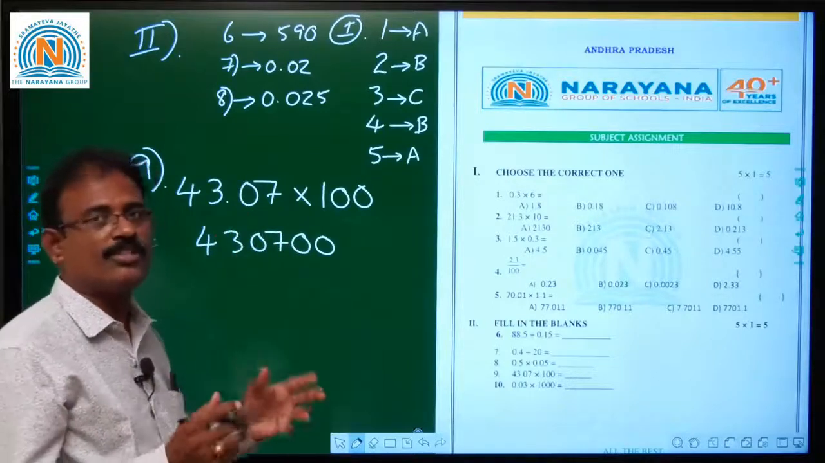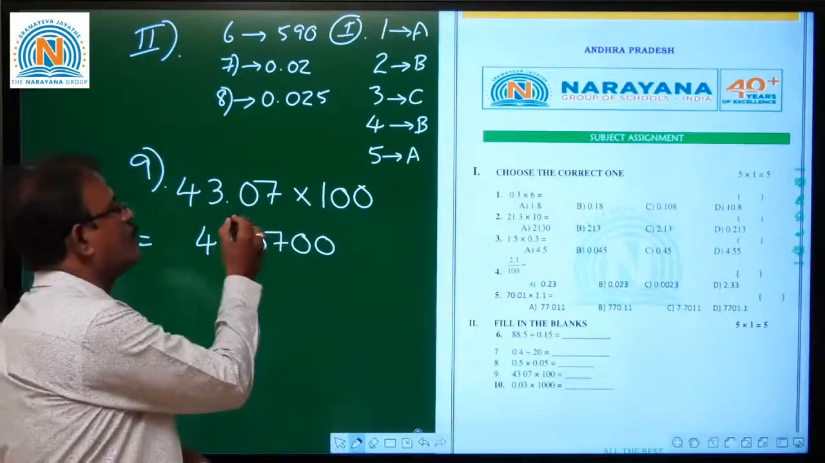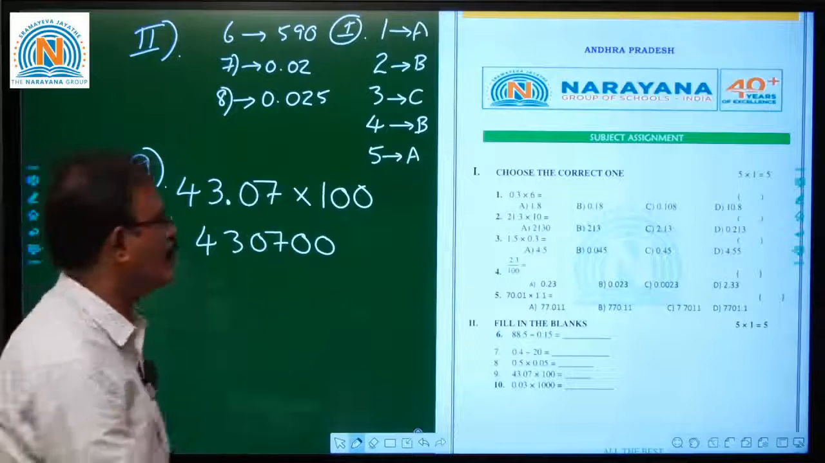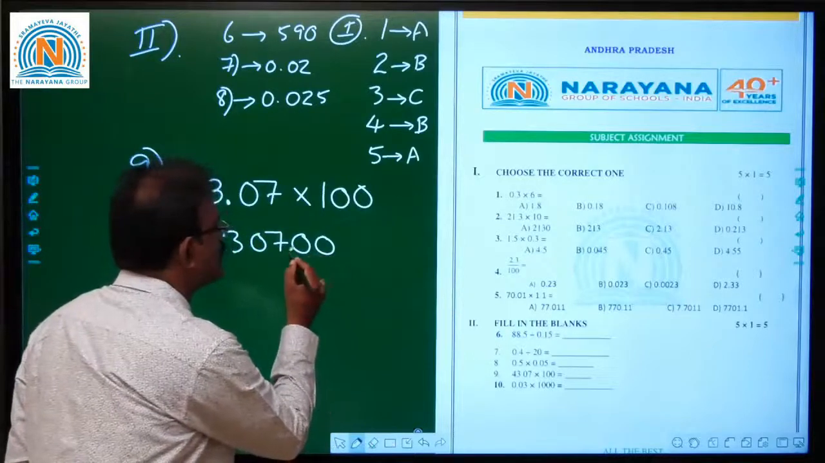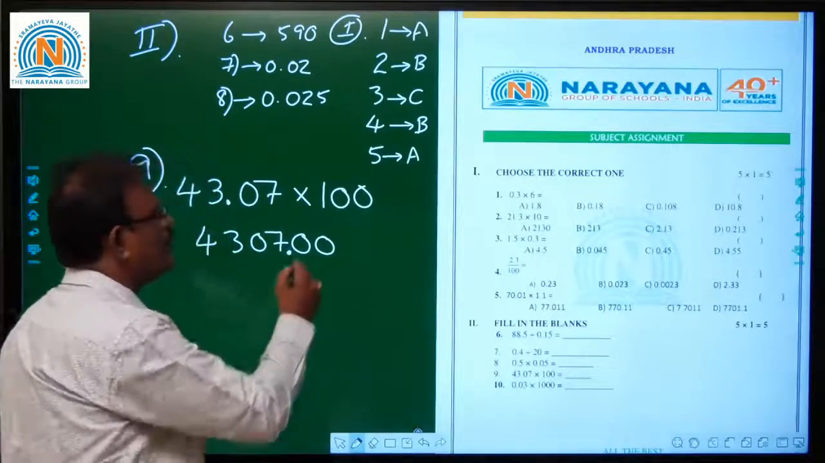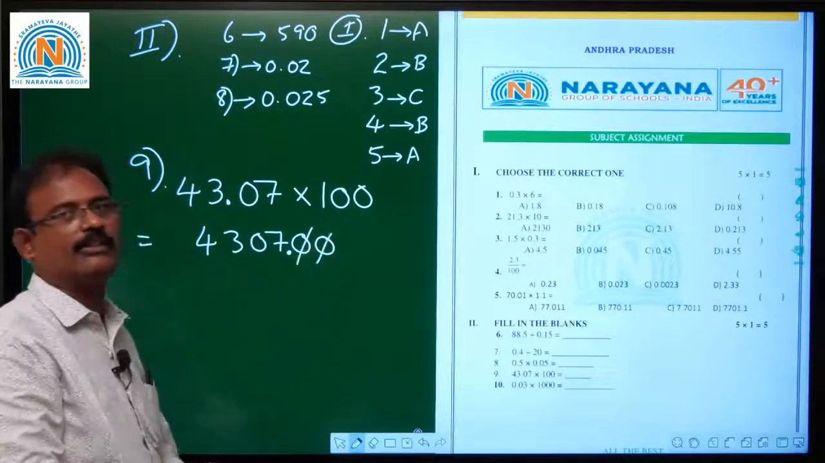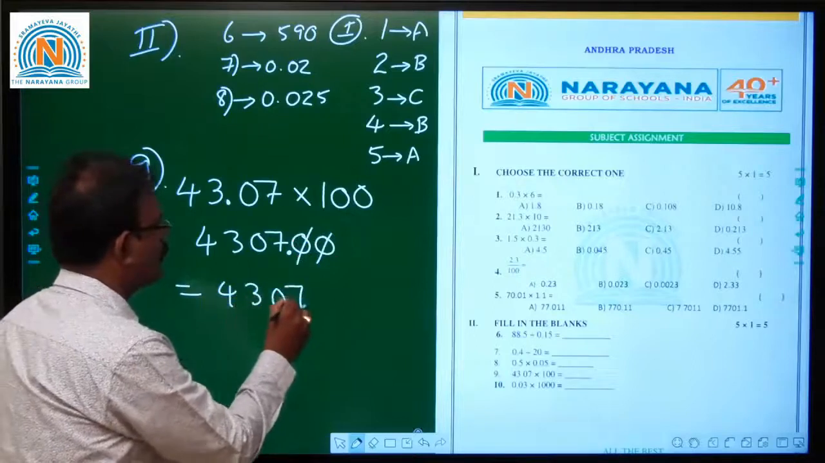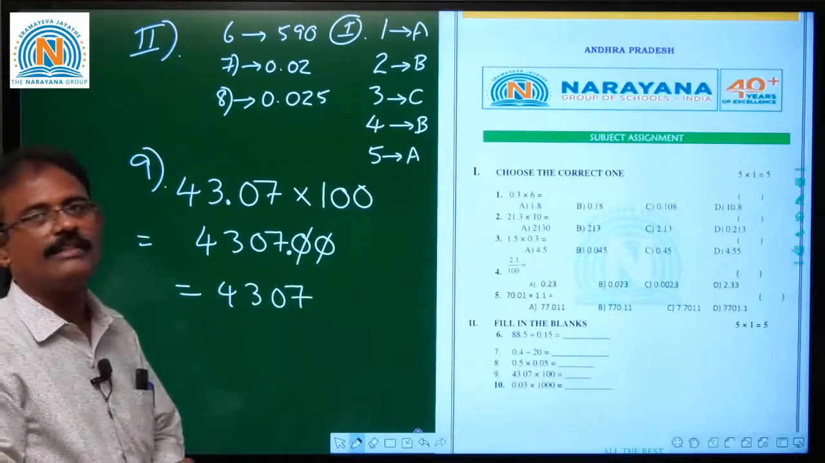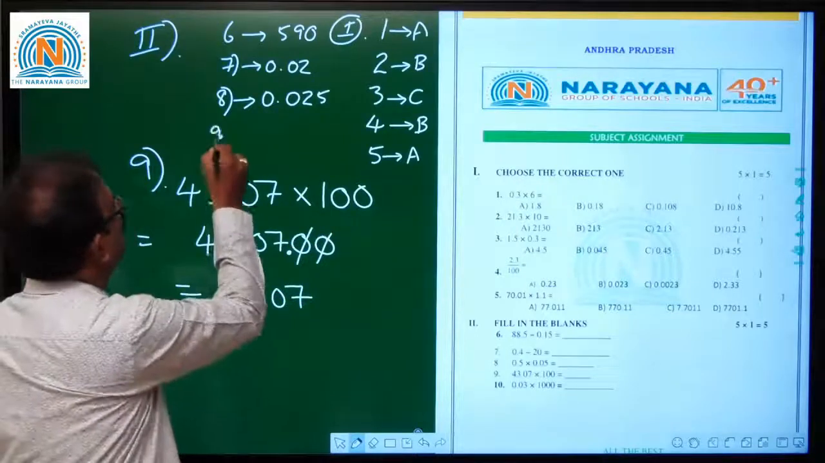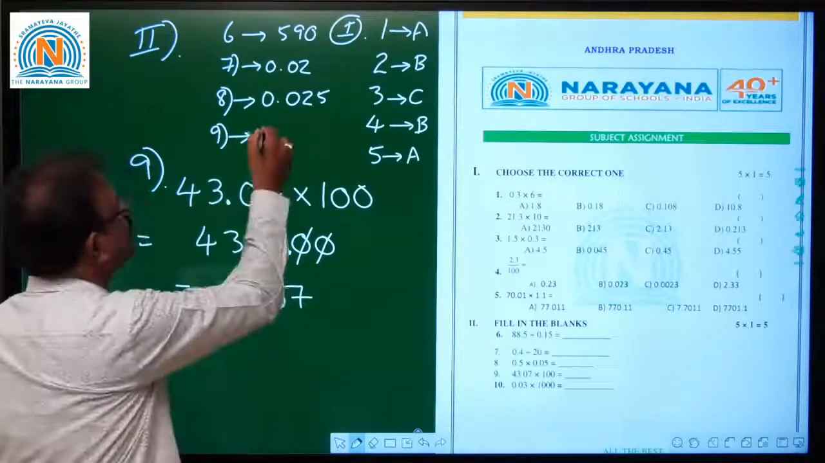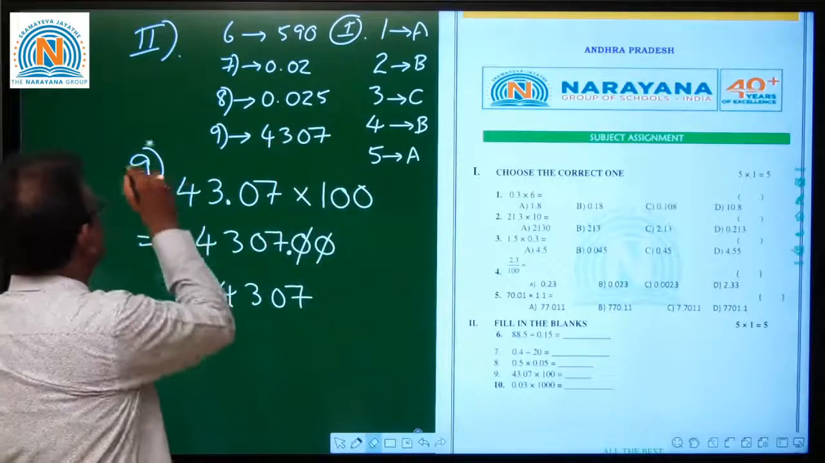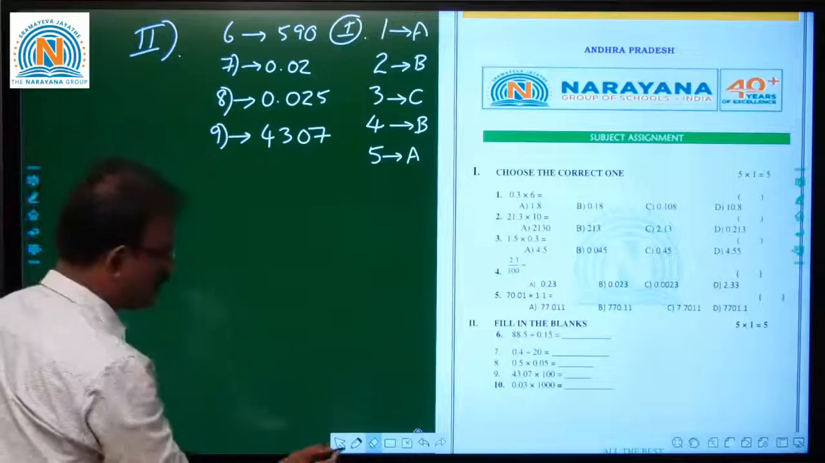Now let us recall the position of the decimal point. As we have 2 digits after the decimal point, we must keep the decimal point 2 digits before from the units place. 1 stands here, 2 digits. As there is no value for the zeros after the decimal point, our product is 4,307. So this is the answer for the 9th one, 4,307.